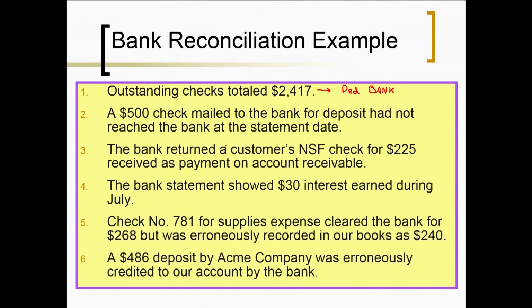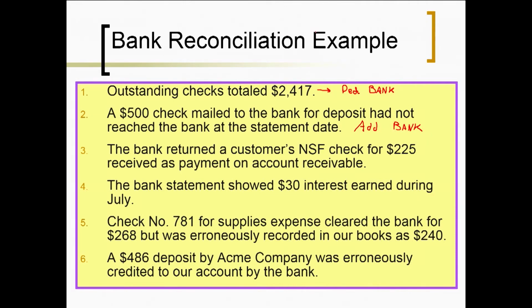Okay? A $500 check mailed to the bank for deposit had not reached the bank at the statement date. So this is what we call a deposit in transit. We're going to add that to the bank side. Are you with me? You'll start to get a feel for which side these go on and whether you add them or subtract them. But think about it.